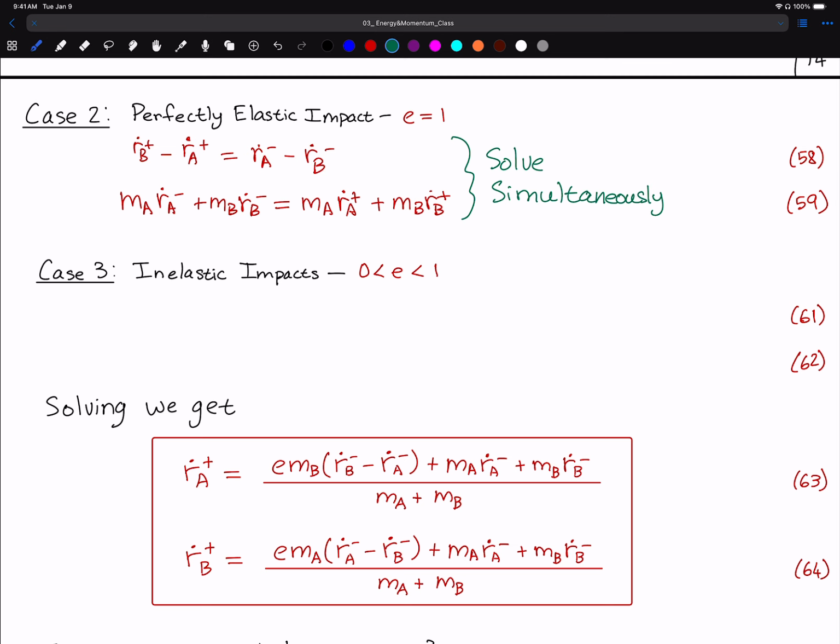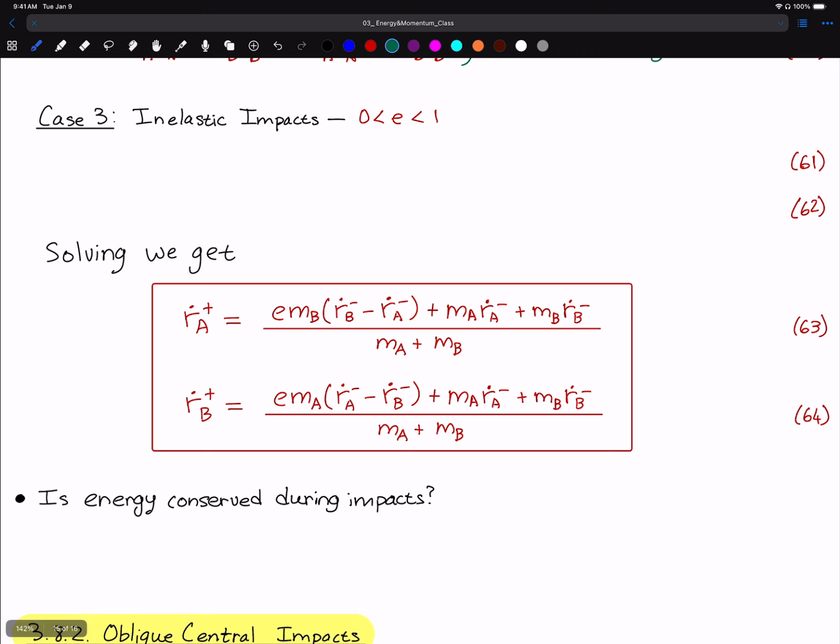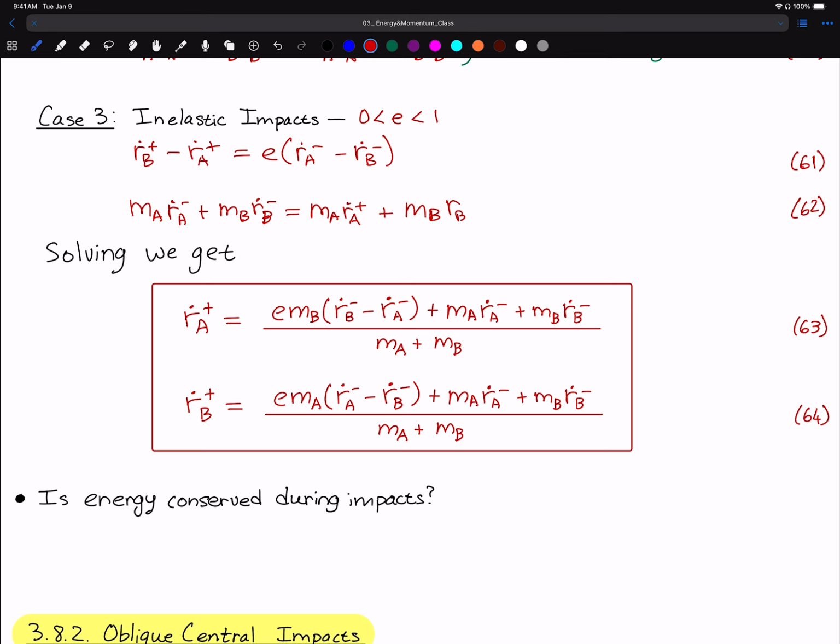All right, so for case 3, we're now considering inelastic impacts where E is between 0 and 1. And in this case, we're going to have two equations. We're going to have first here that RB dot plus minus RA dot plus is going to be equal to E times RA dot minus RB dot minus. That's our first equation. Our second equation then is MA RA dot minus plus MB RB dot minus is then equal to MA RA dot plus MB RB dot plus.